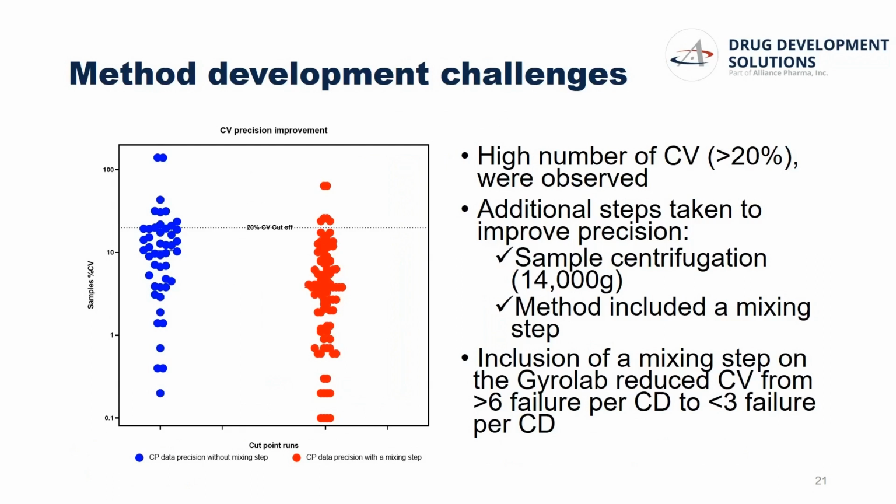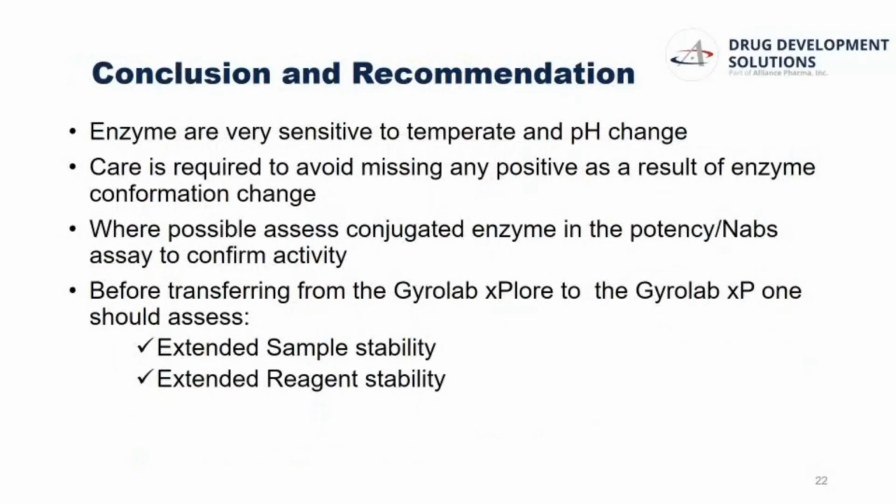So the use of these steps improved the assay precision, but it didn't completely abolish the problem, but at least we were in a reasonable range of CV failures that we observed per CD. So to conclude, while developing these assays, it's very important to remember that they are very sensitive to temperature, pH, and also to salt. So it's important to take those into consideration. And we've already spoken to JaraLab, and they're already working on developing some of the buffers that might be suitable for these particular enzymes.